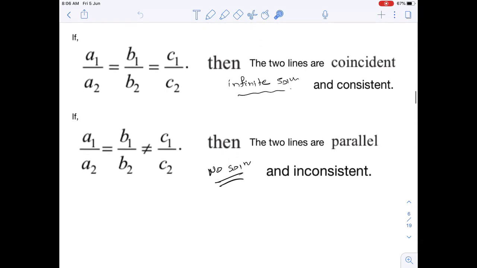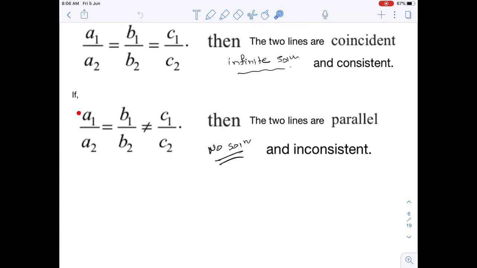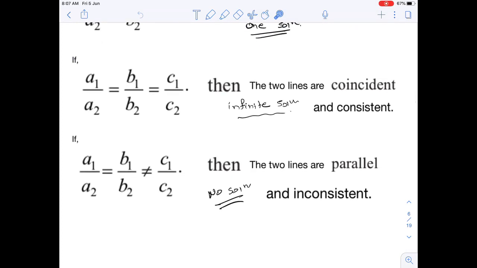If the ratio a1 upon a2 is equal to b1 upon b2 but it is not equal to c1 upon c2, then in such a condition we can say that the two lines are parallel to each other, and when the lines are parallel they do not have any solution, they have no solution and are inconsistent. So in the previous class we learned how many solutions are possible, whether one solution, infinitely many solutions or no solutions.